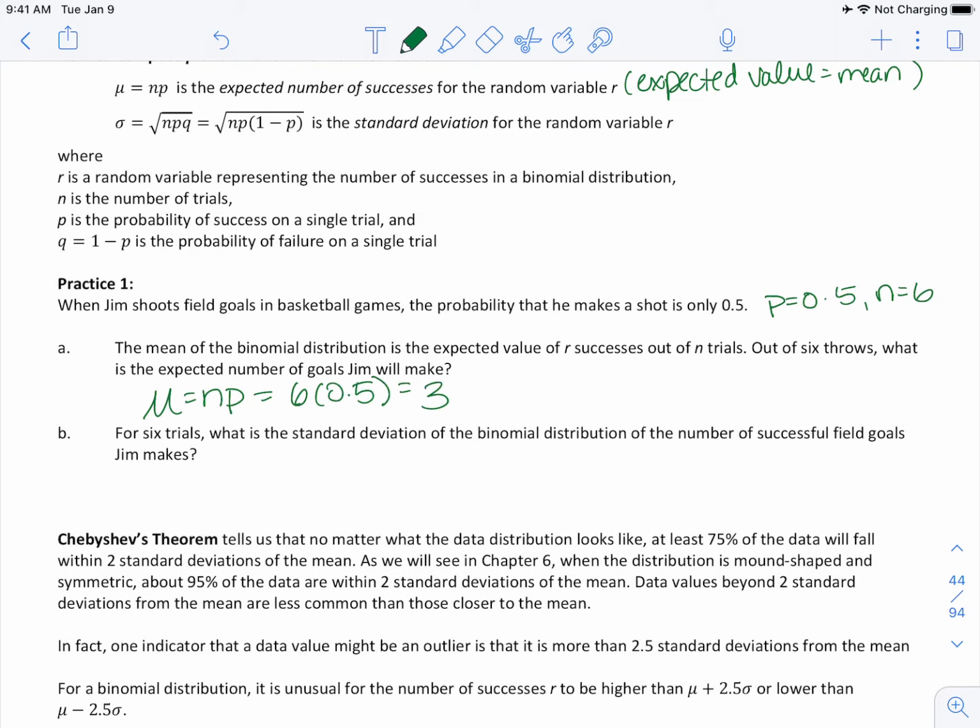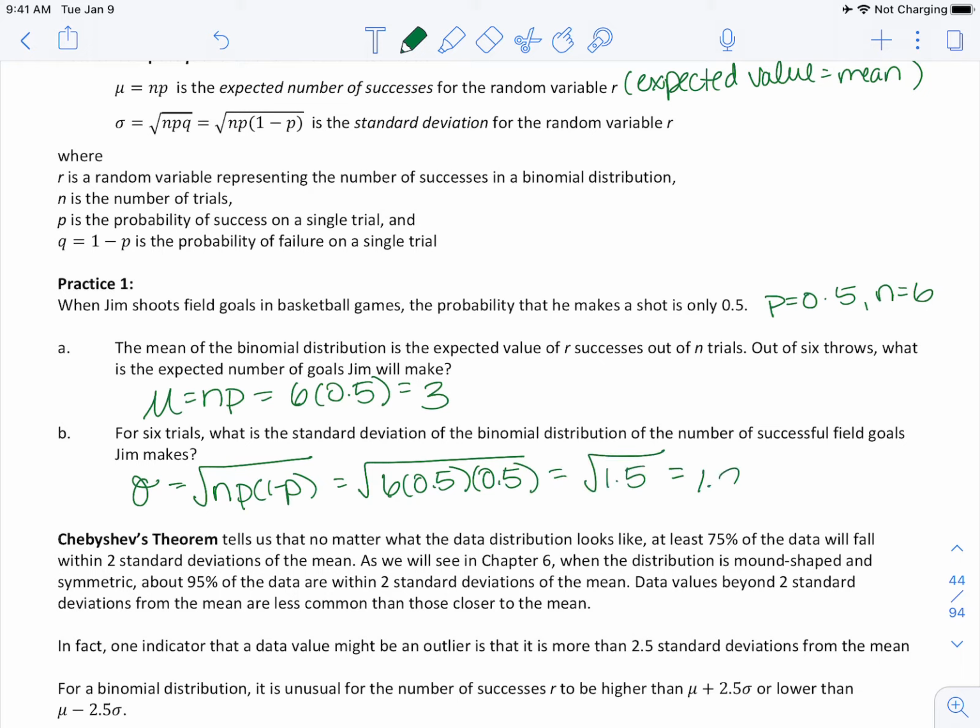For 6 trials, what's the standard deviation of the binomial distribution of the number of successful field goals Jim makes? Well, sigma is equal to the square root of n times p times 1 minus p. So the square root of 6 times 0.5 times 0.5. So this is the square root of 1.5, which will give us 1.22 for the standard deviation.